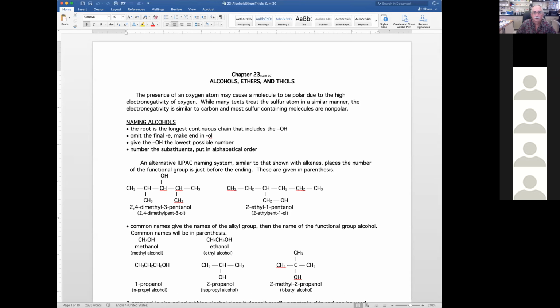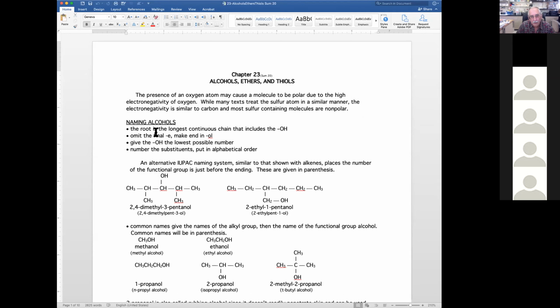Okay, so chapter 23. Alcohols, naming. Remember, when we come across a new functional group, it's going to be naming, physical properties, and then chemical properties. And the chemical properties are all given consecutive numbers of the type of reactions.